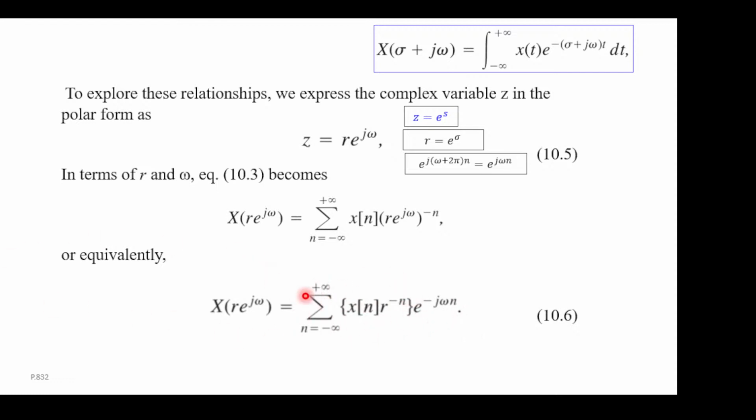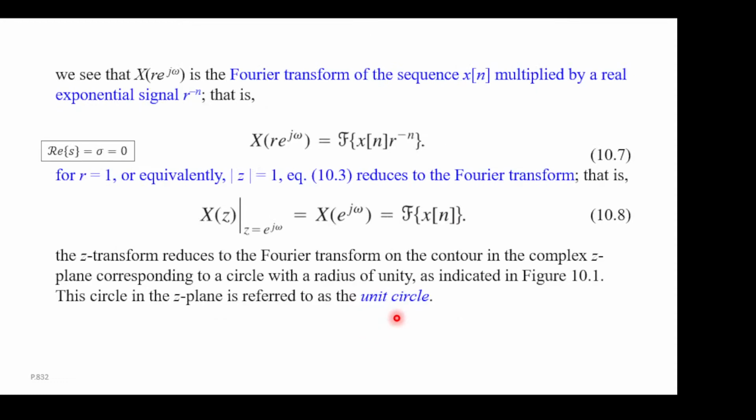Because the Fourier transform is just the discrete-time Fourier transform. It's just this e to the minus j omega n times your function. So we see that big X of r e to the j omega is just the Fourier transform of x of n times r to the minus n. Okay, that's what we say. So just like in the Laplace transform.